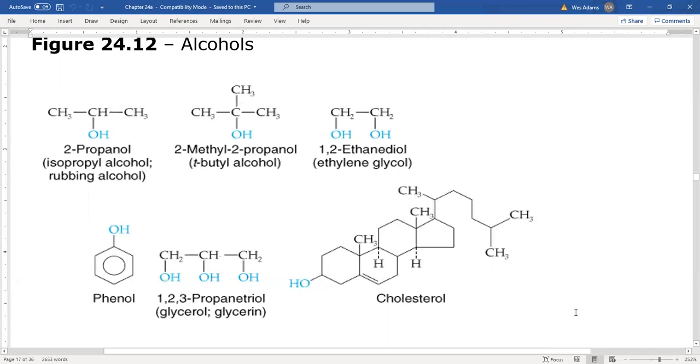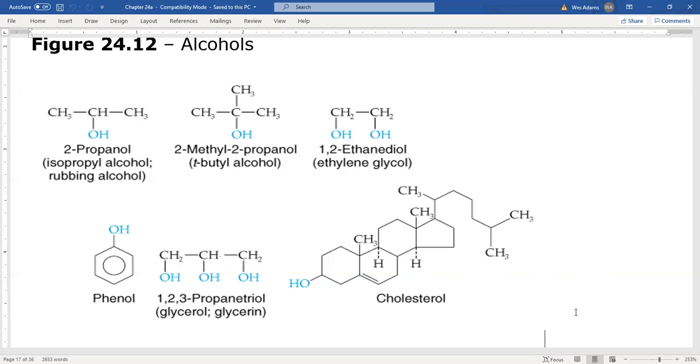And so you see that's 2-propanol or isopropyl alcohol, which is our rubbing alcohol you can get from the drugstore. You can have 2-methyl-2-propanol, that's t-butyl alcohol. You got 2 OH groups, and so instead of ethanol, we got an ethane diol, which is ethylene glycol or antifreeze. Phenol is our aromatic alcohol. If we got a propane triol, 1,2,3 propane triol, that's glycerin, which you can get at the grocery store.